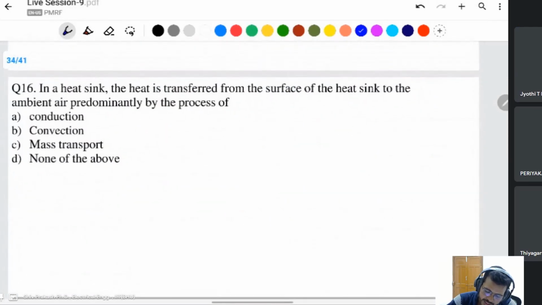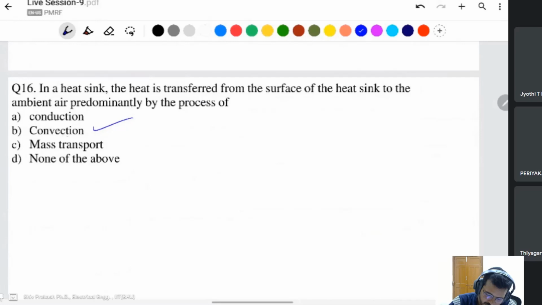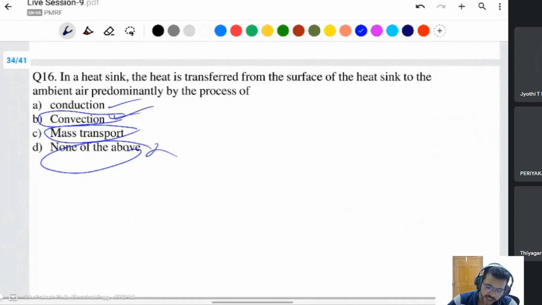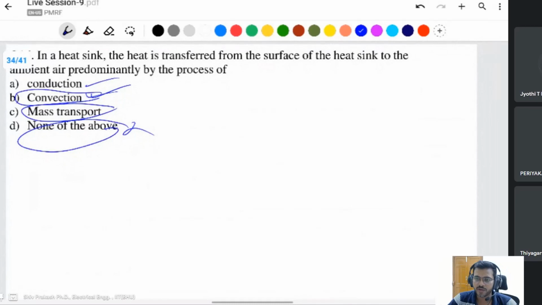In a heat sink, the heat is transferred from the surface of the heat sink to the ambient air predominantly by the process of convection. In air, the heat is transferred by the convection method. Conduction is for the solid. Mass transfer is another method. None of the three is given. Convection is the method to transfer heat from air. And radiation needs no medium, so there are no boundaries for the radiation.